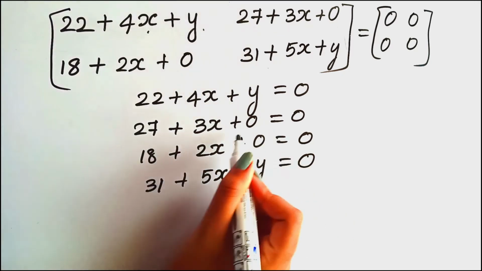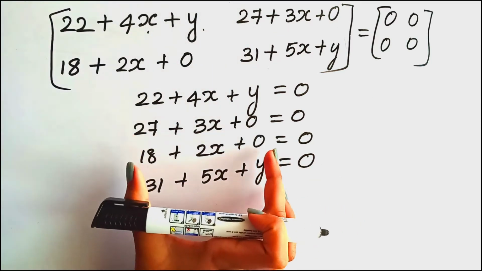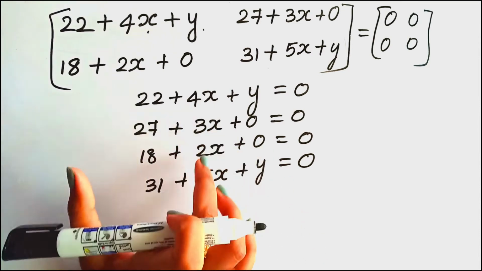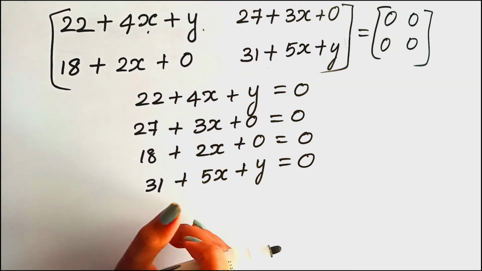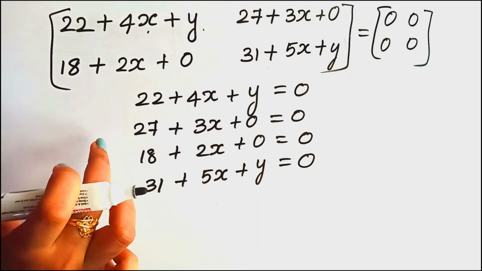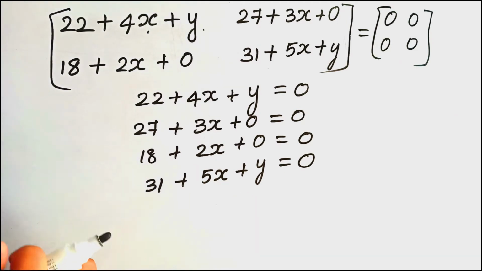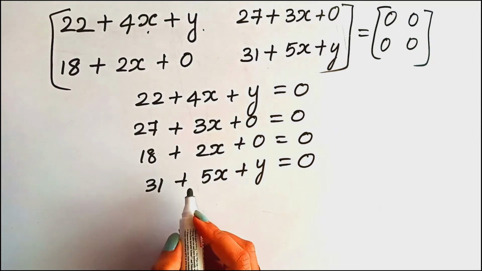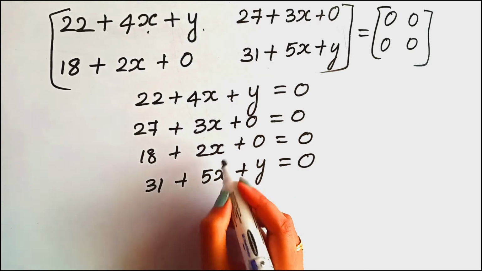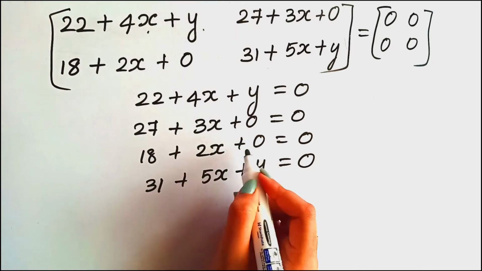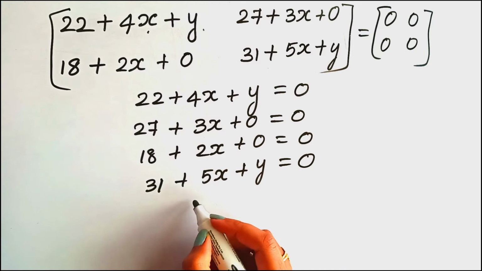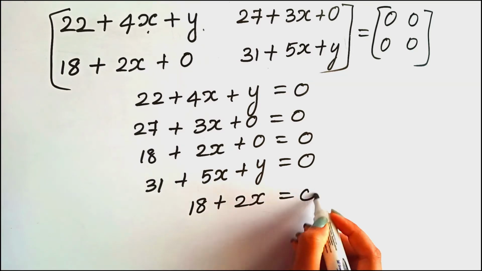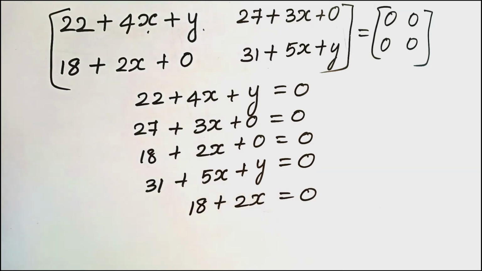Here you can see in this equation there is only x, and here too you can see that there is only x here, right? So from these two equations you can find the value of x easily. So you just have to choose any one equation. Here I'm choosing this equation because it seems a bit easy. So 18 plus 2x, right? Plus 0, there is no value, so let's neglect that. So what we got? 18 plus 2x is equal to 0. Now we have to find the value of x. Easy, right?